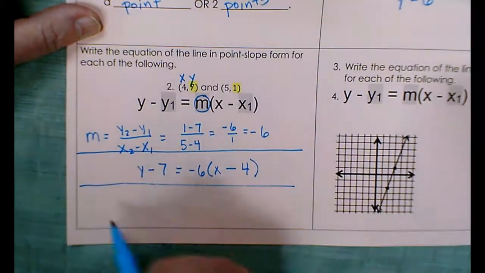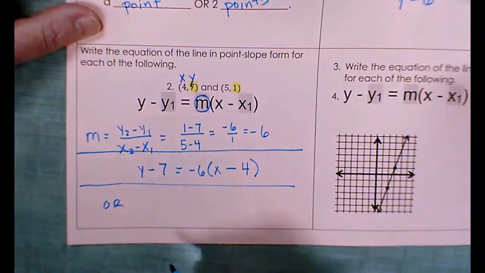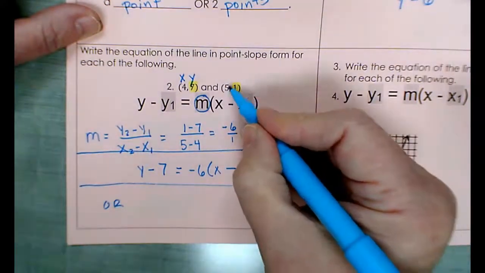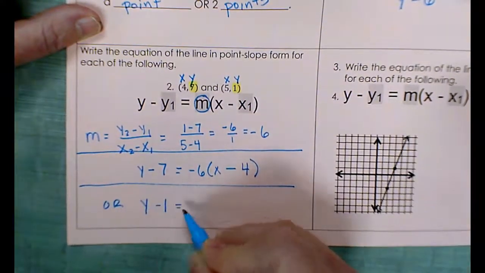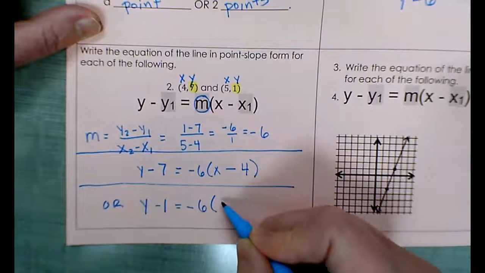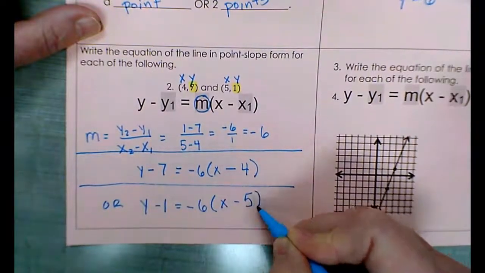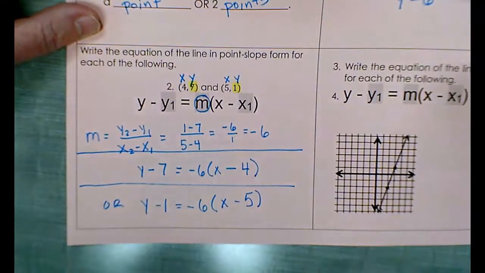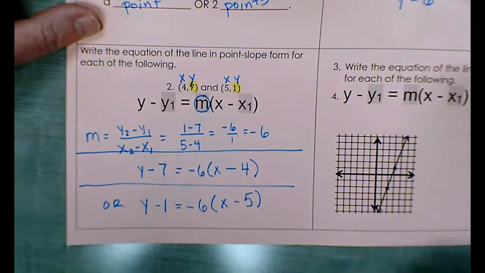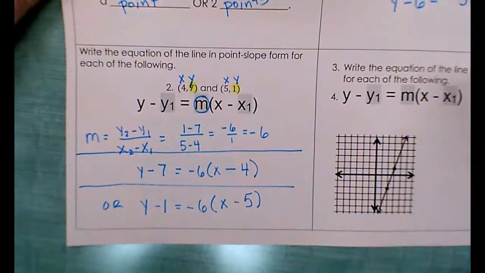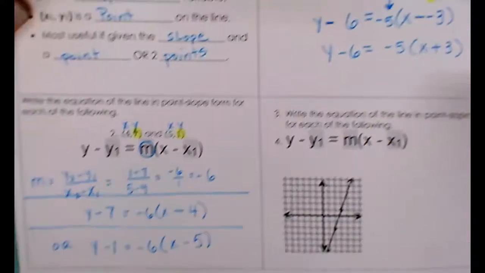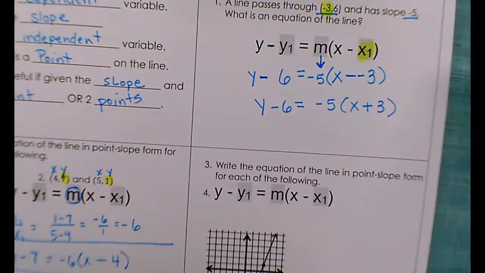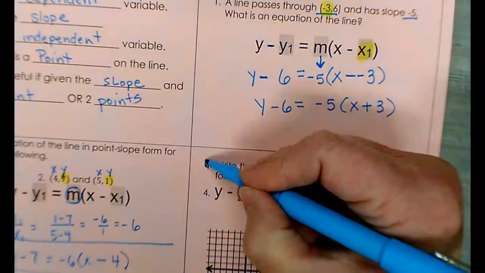Or you could use your other point. You could use this x and this y. You still have the same slope. So either one of those would be a correct answer. If I put this in slope-intercept form, it would be the same slope-intercept form. This 3 should not be here.